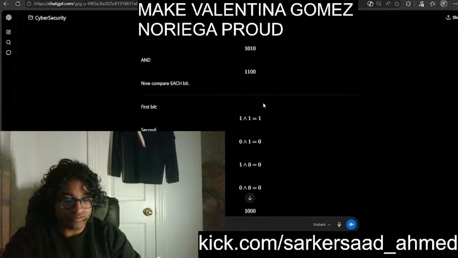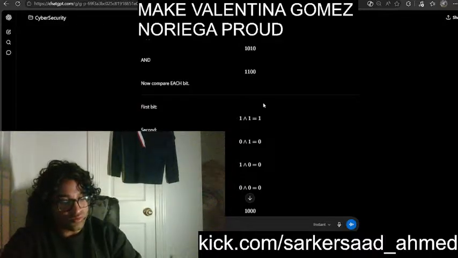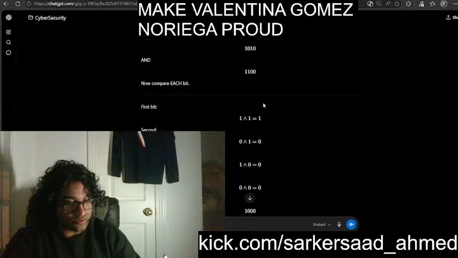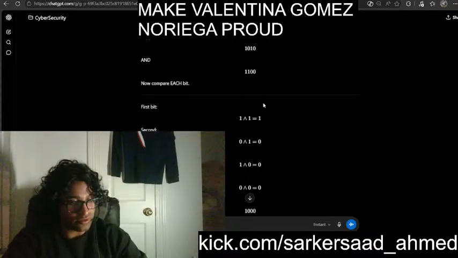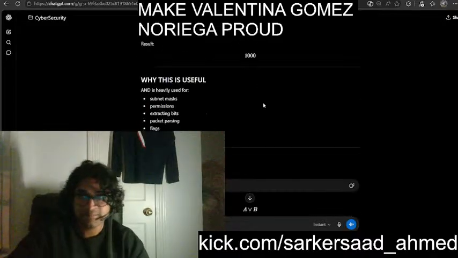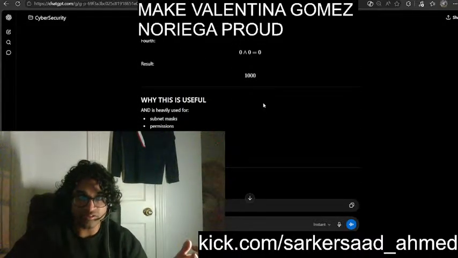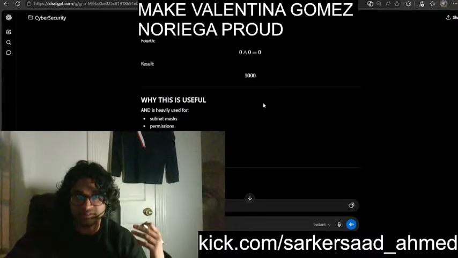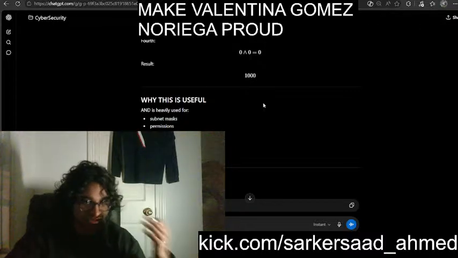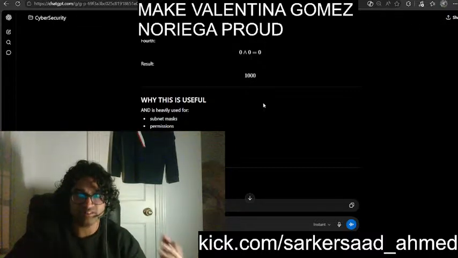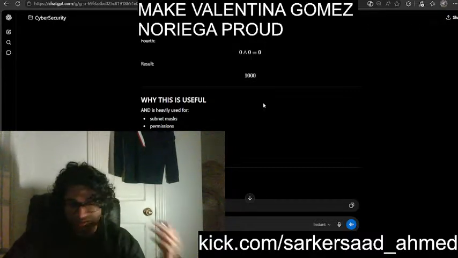If you have 1010 and you have 1100, so 1 and 1, 0 and 1, 1 and 0, 0 and 0, so there is 1000. So it's used in subnet masks, it's used in permissions, it's used in extracting bits, it's used in packet parsing, it's used in flags, it's used in malware analysis.